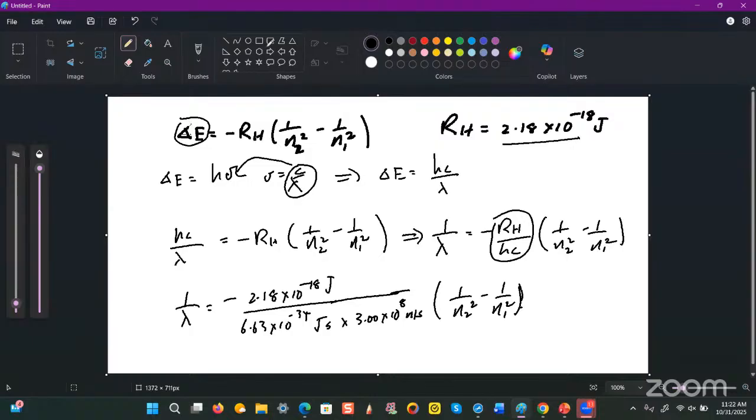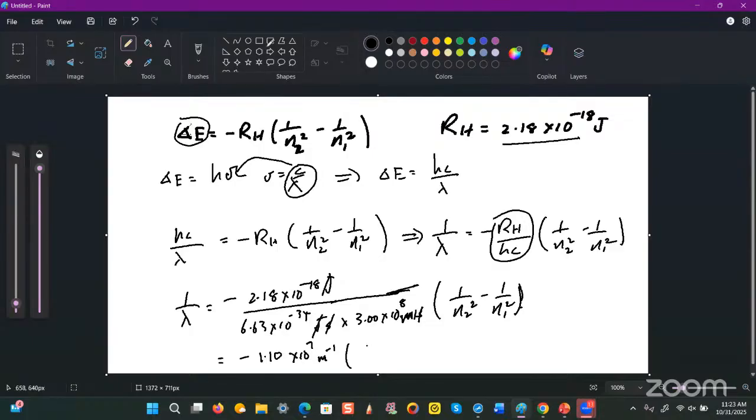So 2.18 times 10 to the minus 18 divided by 6.63 times 10 to the minus 34 times 3 times 10 to the 8. According to my calculation, rounded to 3 sig figs, all of this would be equal to minus 1.10 times 10 to the 7. The units would be meters to the minus 1 because the joules cancel out, and the seconds cancel out, so we have meters below the division sign. That is the result of all of this.